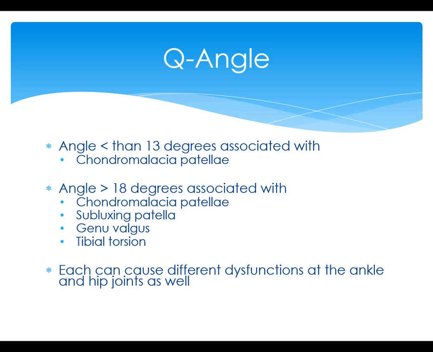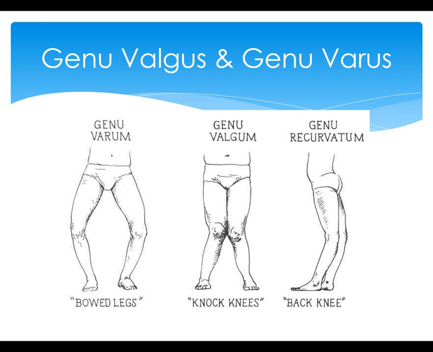Because the hip joint, knee joint, and ankle joint are all within the same kinetic chain, if you have a dysfunction at one, it can cause different dysfunctions at the other associated joints as well. So here's another picture of what genu valgus and genu varus look like. The other one on here is genu recurvatum. Remember that is a hyperextension of the knees that's greater than 5 degrees.